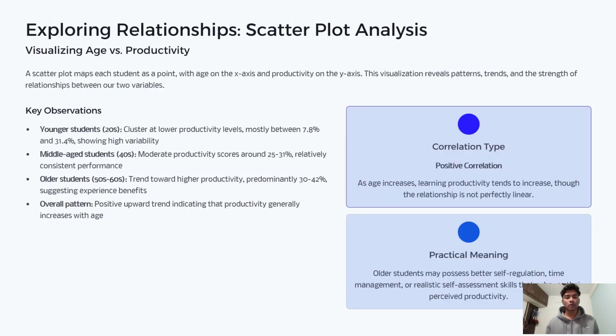Now, scatter plot of age versus productivity. Here we look at how age and productivity relate to each other. The scatter plot shows a clear trend. Students in their 20s show lower and more varied productivity. Students in their 40s have moderate but inconsistent scores. Students in their 50s and 60s generally show higher productivity. This indicates a positive correlation. As age increases, productivity tends to increase as well.